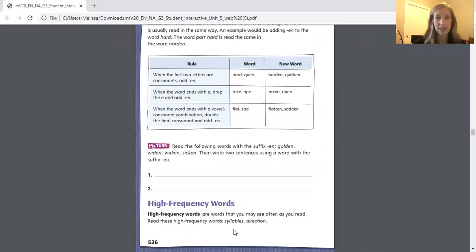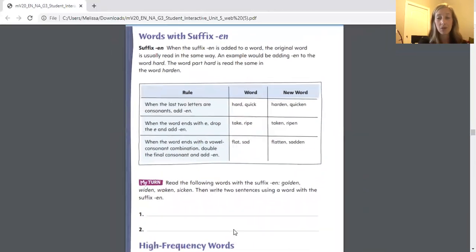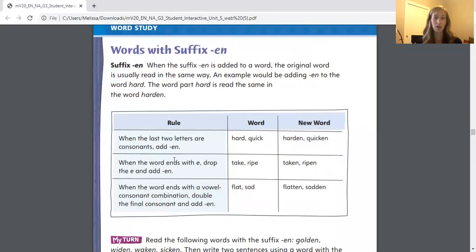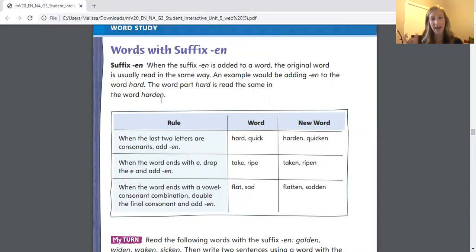Page 526. So we're taking a look at some words with the suffix en. Remember, a suffix goes at the end of the word. When the suffix en is added to a word, the original word is usually read in the same way. An example would be adding en to the word hard. The word part hard is read the same in the word harden. So you're literally saying the word hard, adding that suffix en, harden, okay?